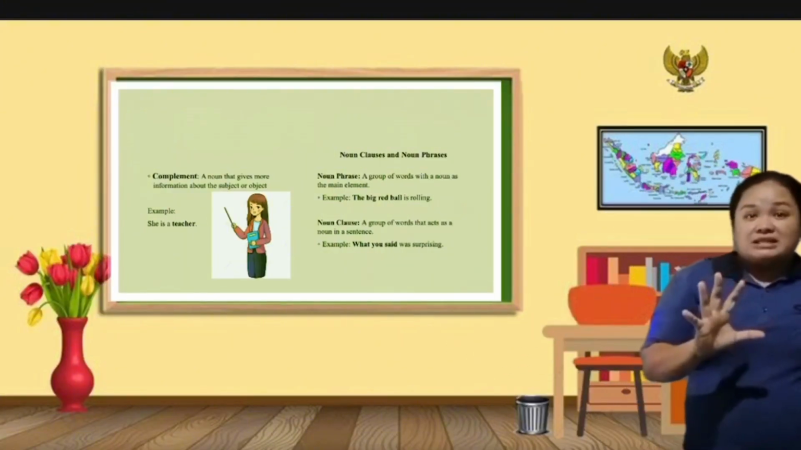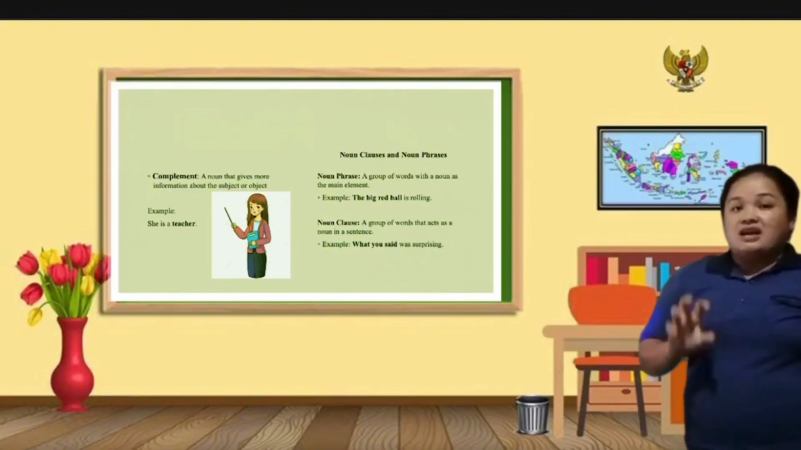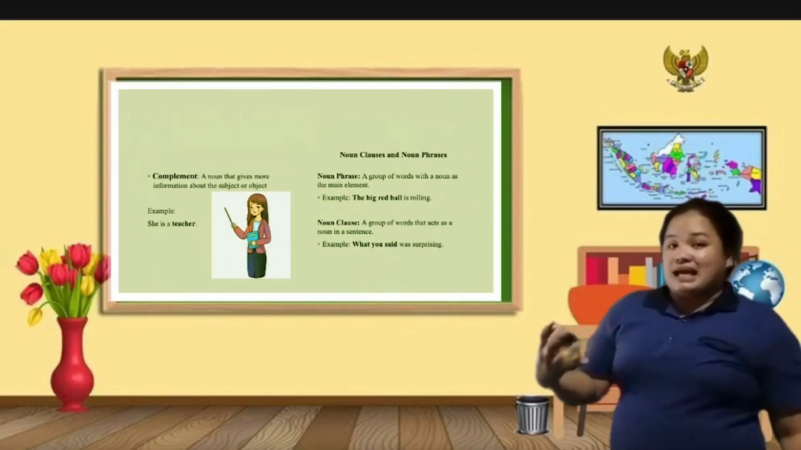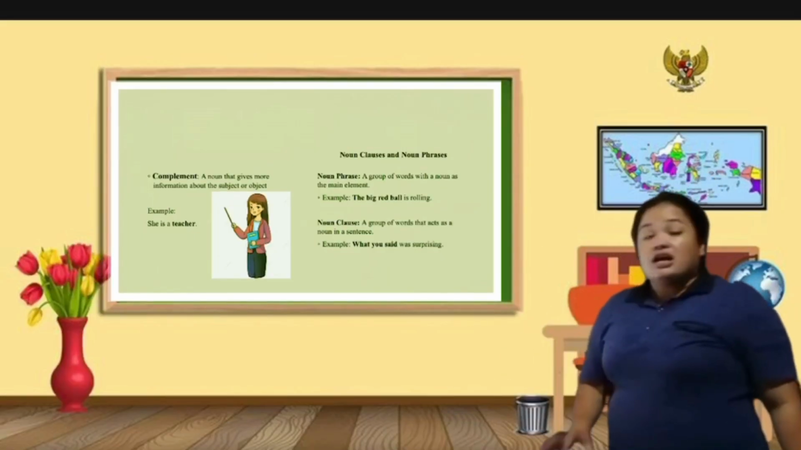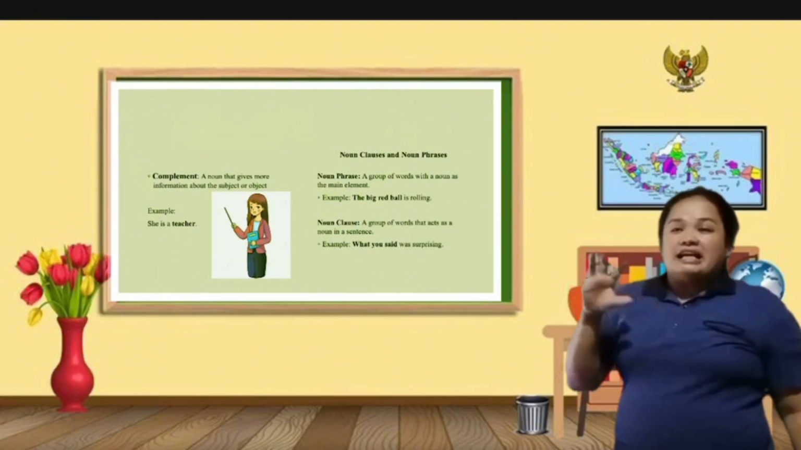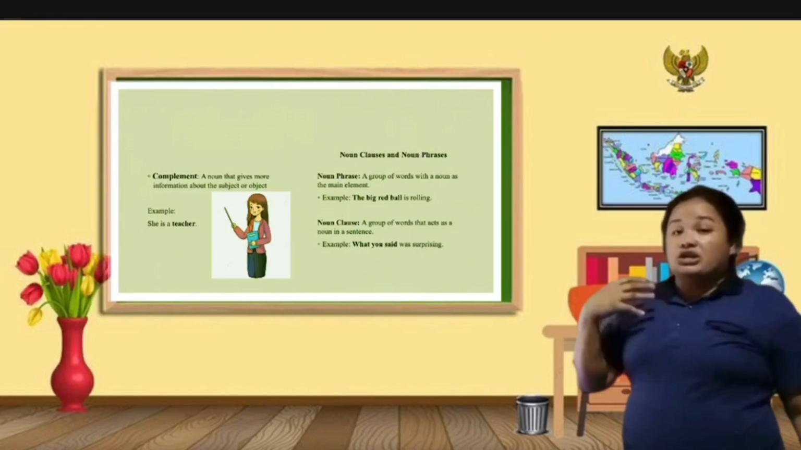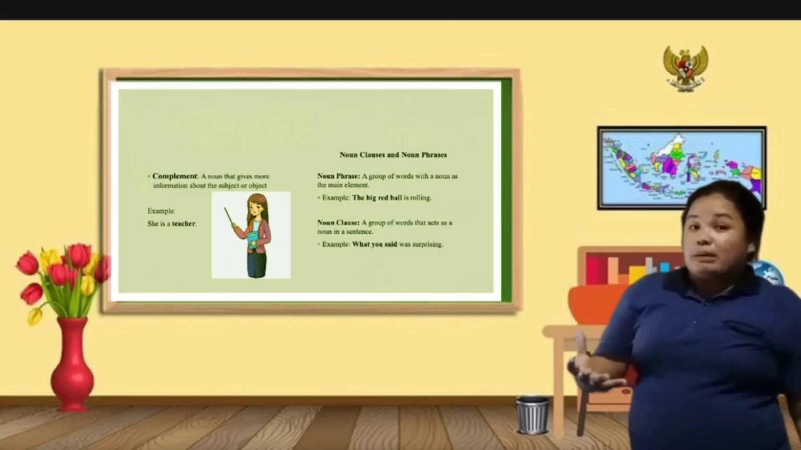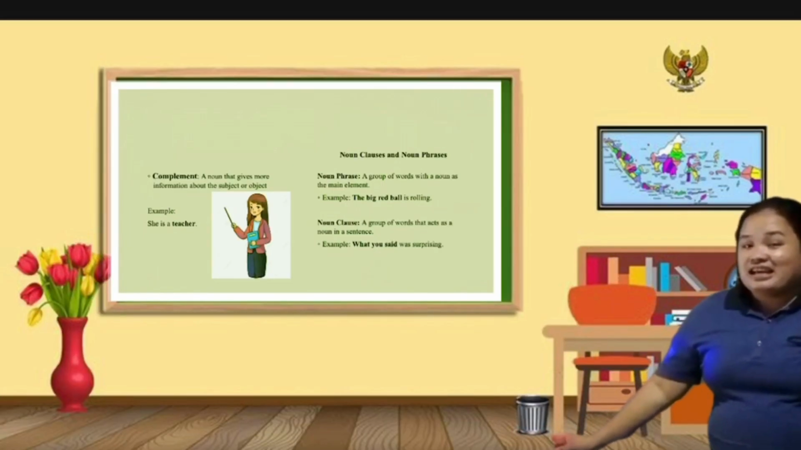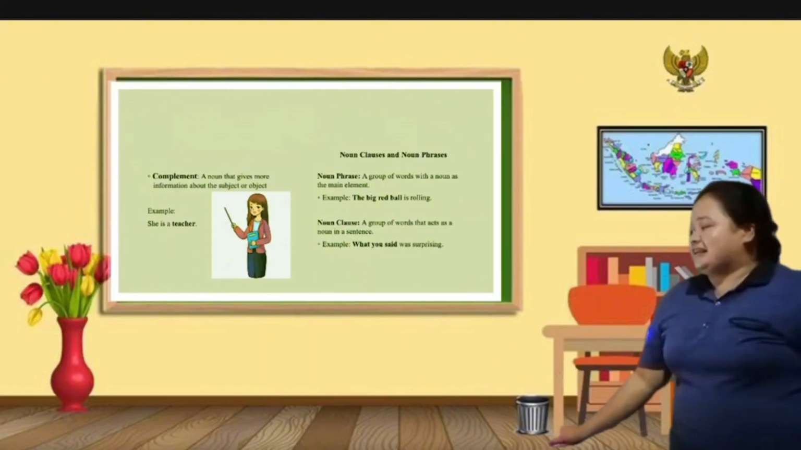So when you said phrase, it can stand alone. Even if it's not connected with other words, you can already understand what is being said. And the clause cannot stand. It needs more information so we understand what the sentence is all about. Do you understand, everyone? Very good.